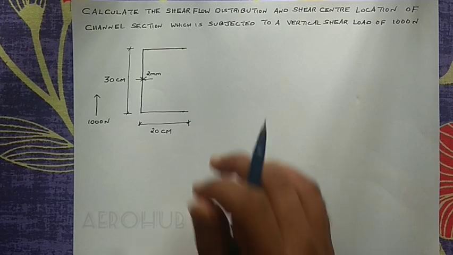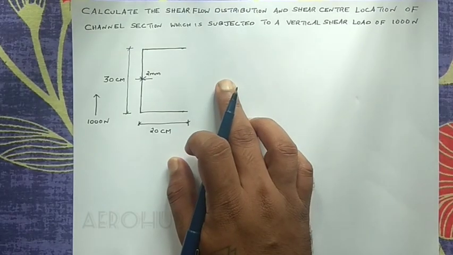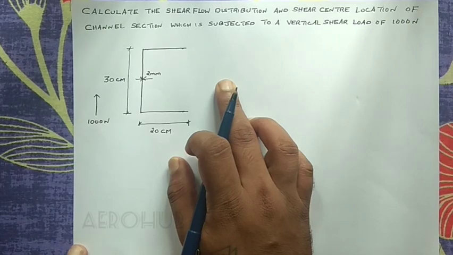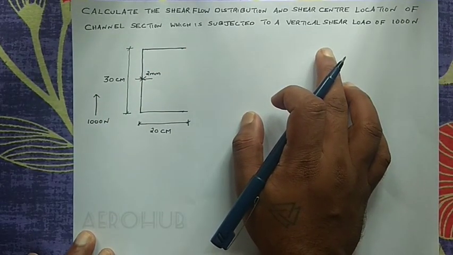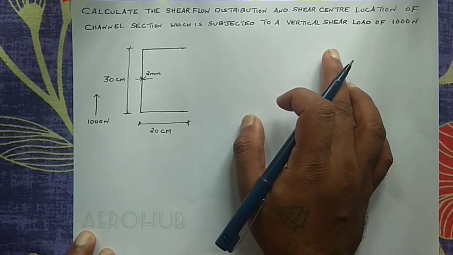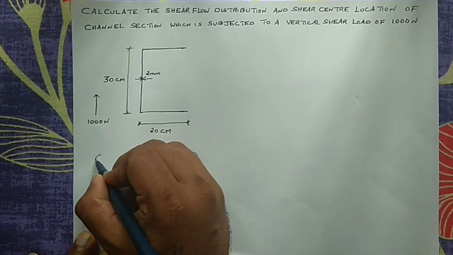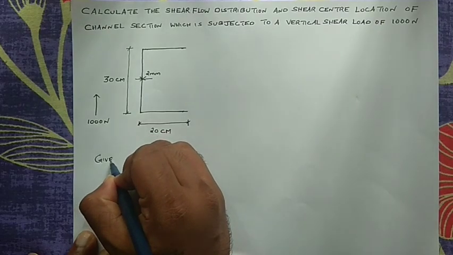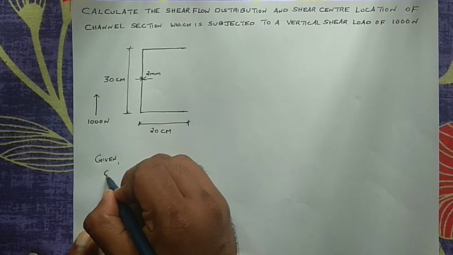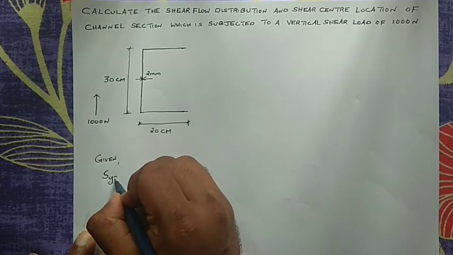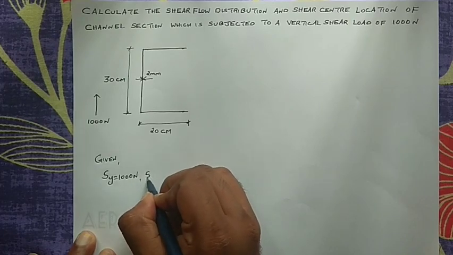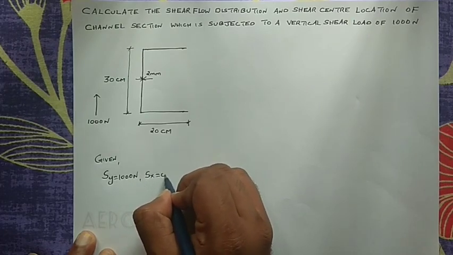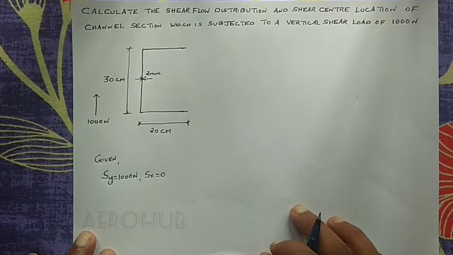You can see in the question, calculate the shear flow distribution and the location of shear center of the channel section which is subjected to a vertical shear load of 1000 newtons. So they have given the value of Sy, the shear load along y direction, that is 1000 newton. And we don't have any shear load along x direction.